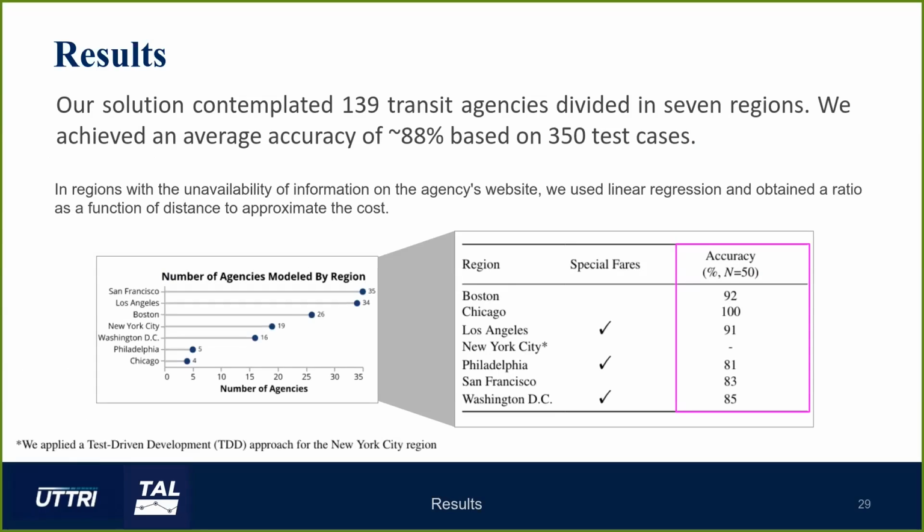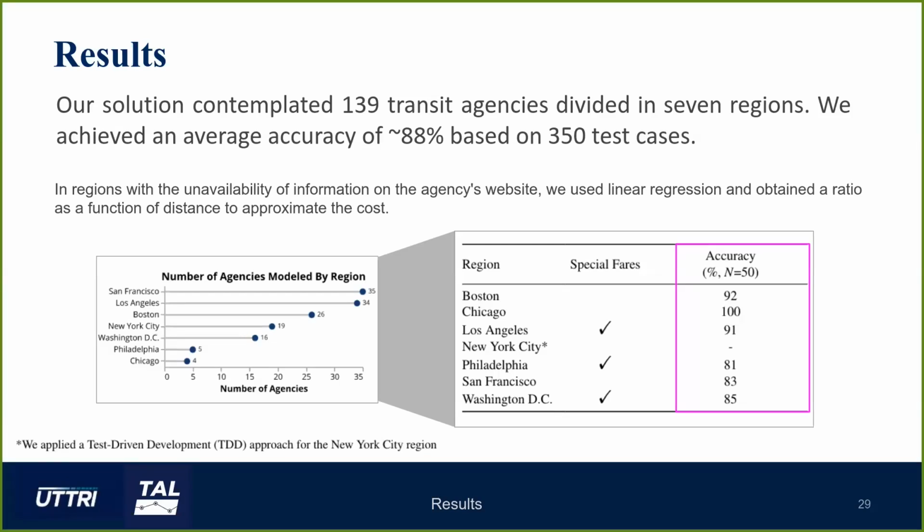As I mentioned, there were 139 transit agencies distributed in 7 regions. The development started with the New York region, as it covered a variety of fare structures in the code that we reused in other regions. As I mentioned, our approach was test-driven development, where we created a set of positive and negative test cases that covered most of the trip variations, approximately 350 test cases, to validate the software behavior.